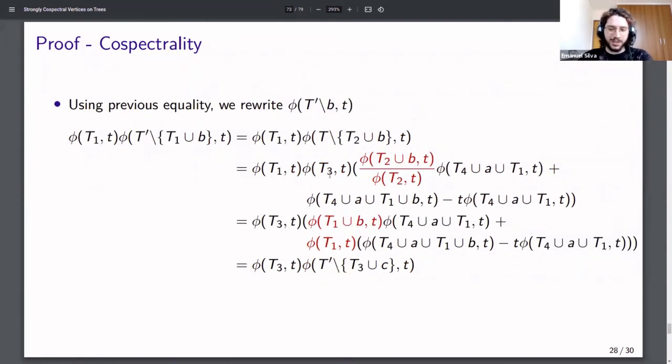So I just replaced the expression here, and I multiplied phi of T1 inside the parentheses, and I get that phi of T prime minus B is equal to phi of T prime minus C. And therefore, I showed that if B and C are strongly cospectral at T, they're also going to be strongly cospectral at T prime, which is an absurd.